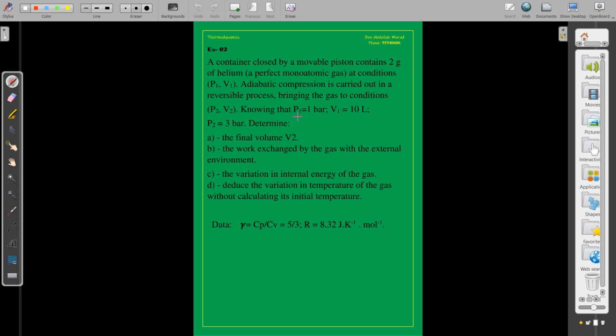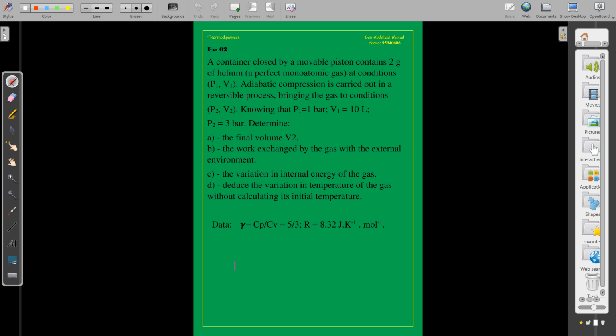Given that pressure 1 is 1 bar, volume 1 is 10 liters, and pressure 2 is 3 bar, you have to determine A, the final volume V2, B, the work exchanged by the gas with the external environment, C, the variation in internal energy, meaning the change in the internal energy of the gas, and finally we have to deduce the change in temperature of the gas, without calculating its initial temperature.